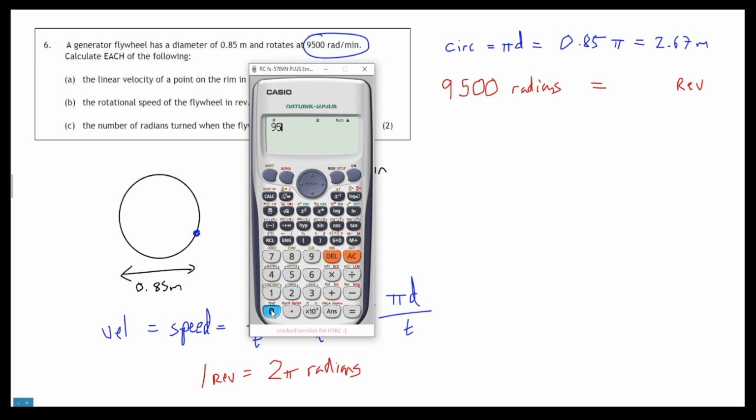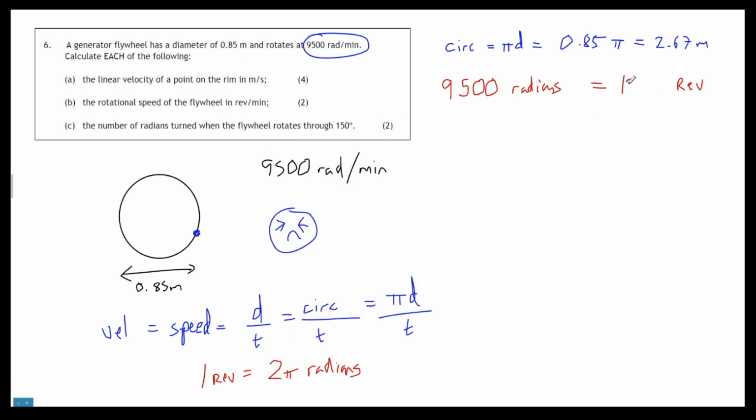So I can say 9,500 divided by 2 pi. And it'll tell me there's 1,511.97 revolutions in a minute.